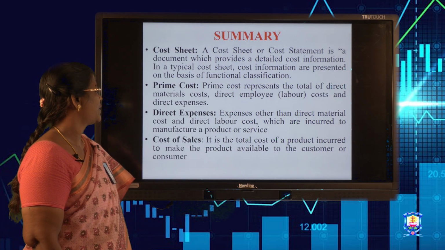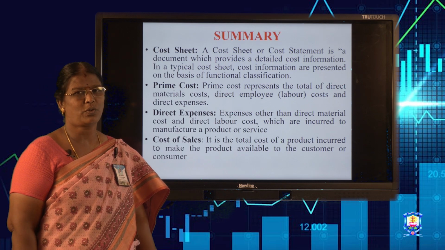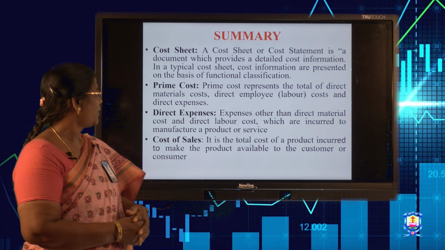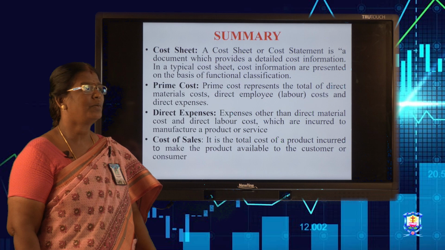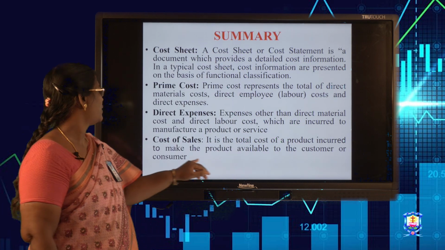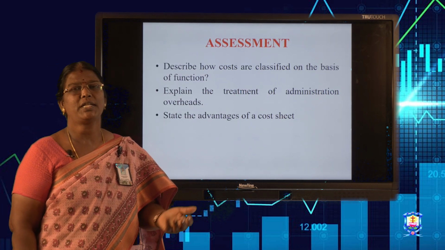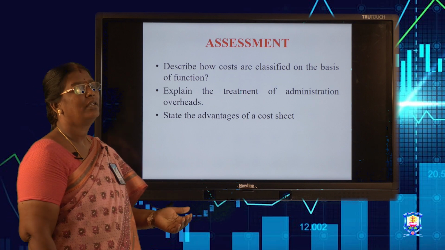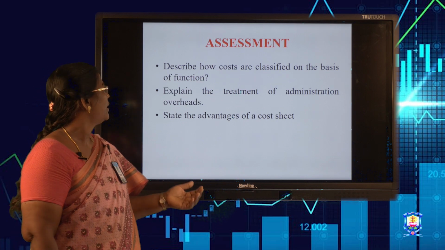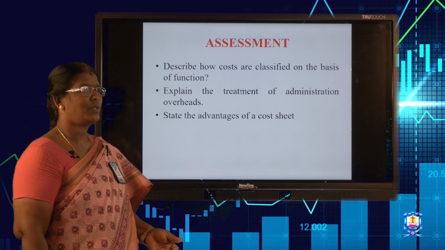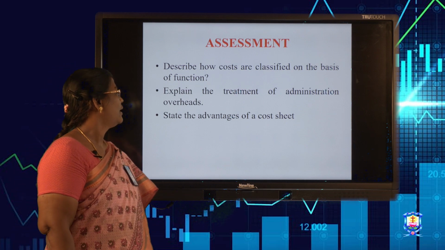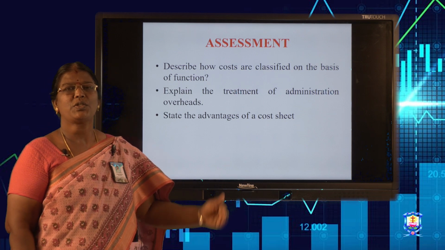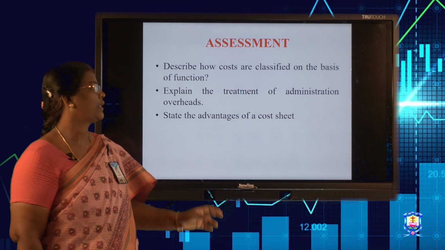Then cost of sales is nothing but the total cost of product incurred to make the product available to the customer. That is the cost of sales. The frequently asked questions in this topic are: describe how costs are classified on the basis of function, explain the treatment of administrative overheads, and state the advantages of cost sheet.